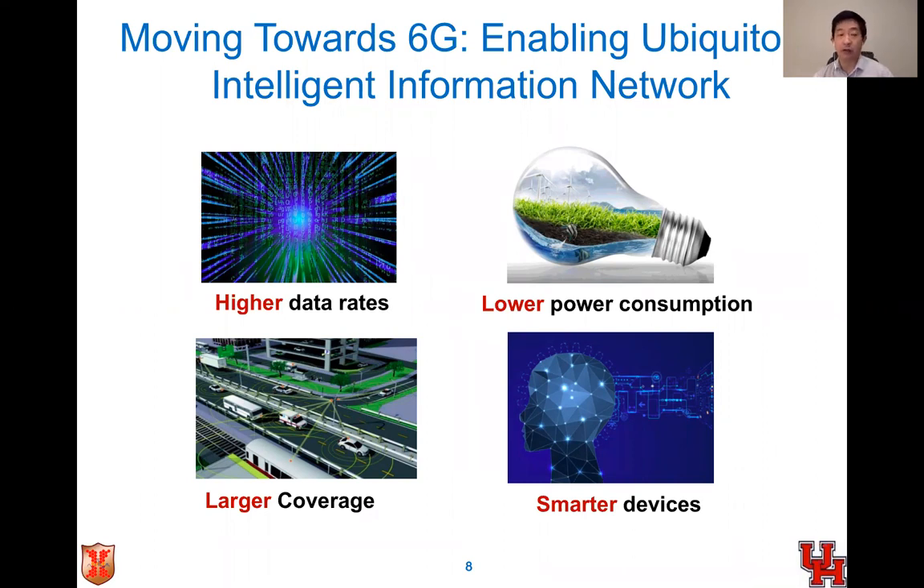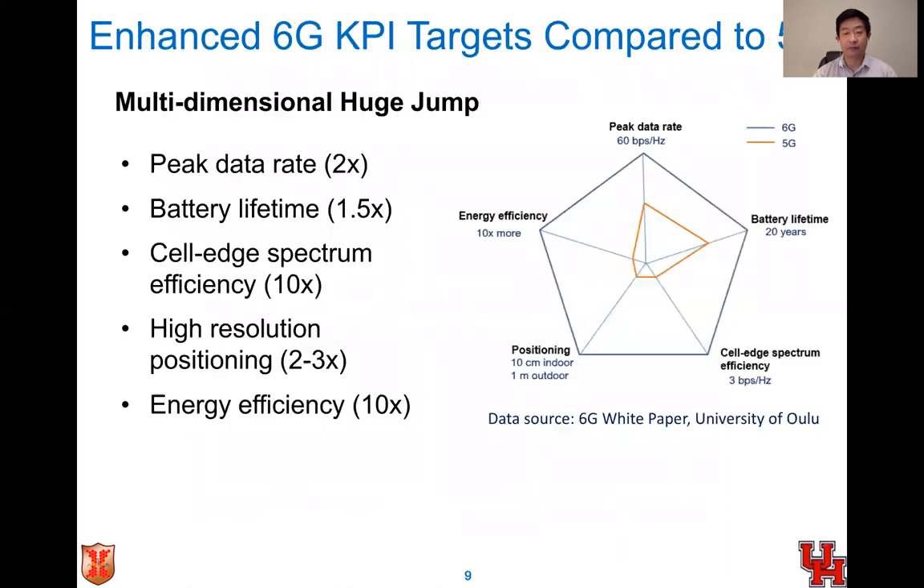So yesterday we talked about this aerial access network with satellites, and those things can increase the coverage and lower power consumption. And for 5G, just one week ago, there was news that 5G's energy consumption is huge, and also we need smarter devices. And here is a diagram comparing 6G with 5G: the rate, battery, cell coverage, resolution, position, and energy efficiency.